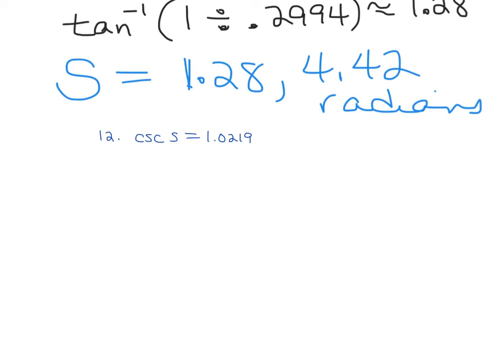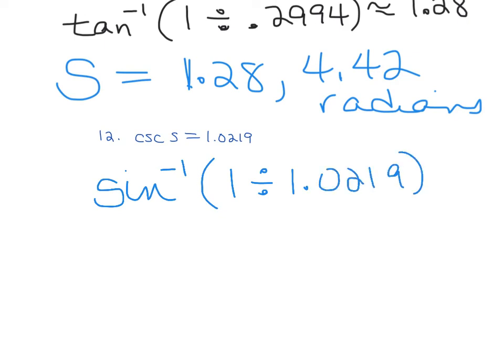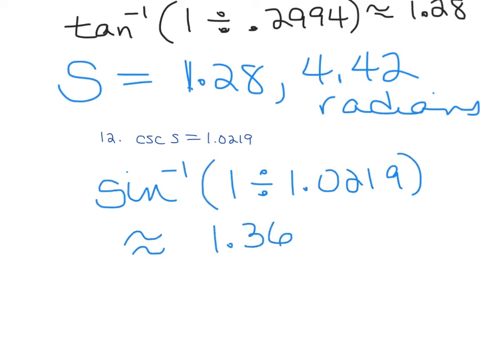All right, next one is also a reciprocal. Cosecant is the reciprocal of sine. So again, second key, so it opens up the inverse function, sine to the -1. And then in the parentheses, you're going to do 1 divided by 1.0219. You're going to hit enter. This will give us our reference angle from quadrant 1.